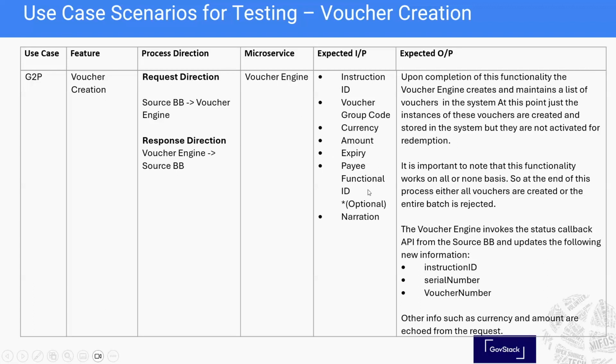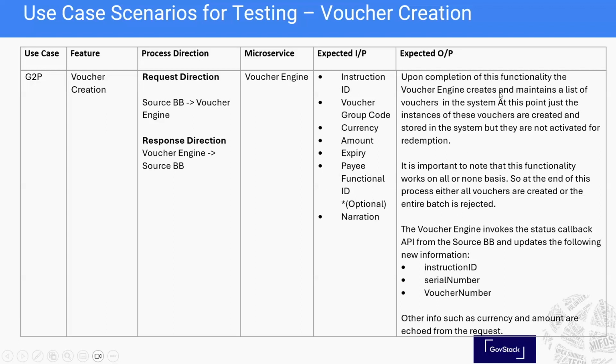Then we have the payee functional ID. This parameter is very important because it maps a particular voucher to a particular beneficiary. So it lets the system know that yes, this voucher has been issued to this particular person. And we have narration. Narration is any explanation that we want to attach to the voucher.